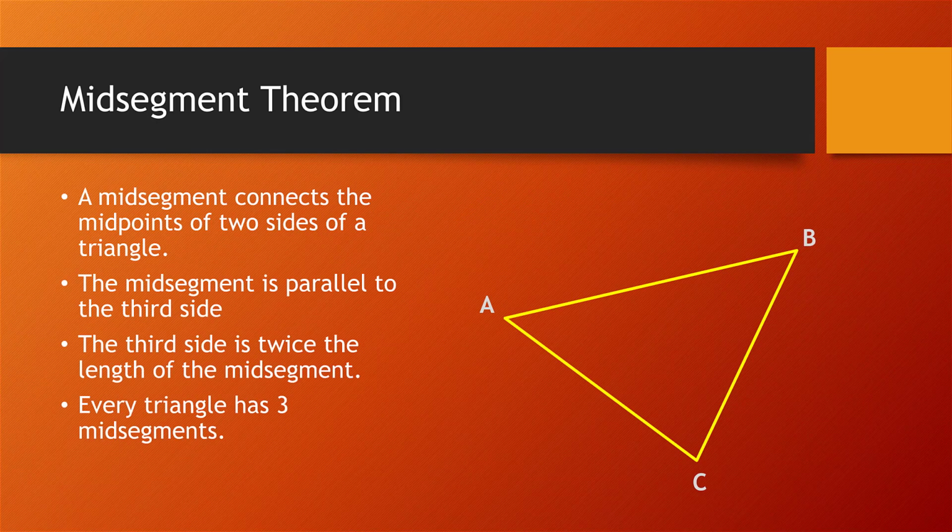So the midsegment theorem says a midsegment connects the midpoints of two sides of a triangle. If I take any two sides and find the midpoints, I can connect those to create a midsegment. This midsegment is going to be parallel to the third side, the one that it's not connecting. And that same third side is going to be twice the length of that midsegment. Every triangle has 3 midsegments, just to make note of that.